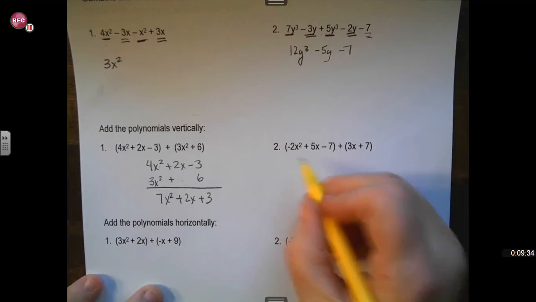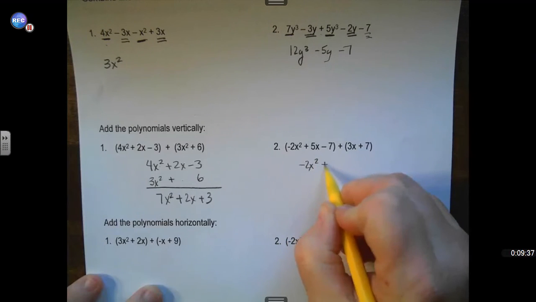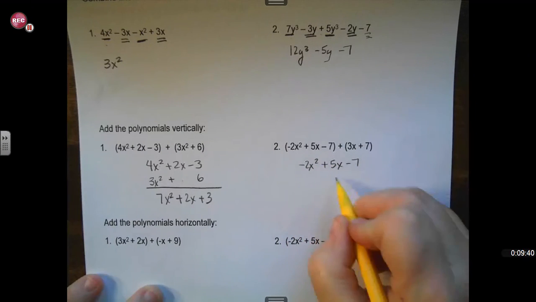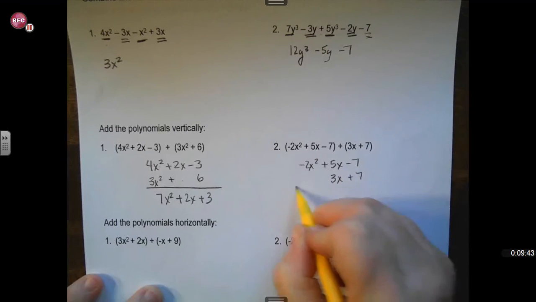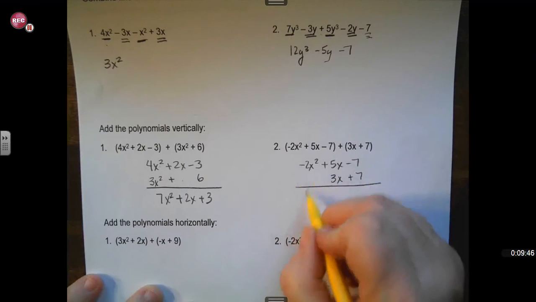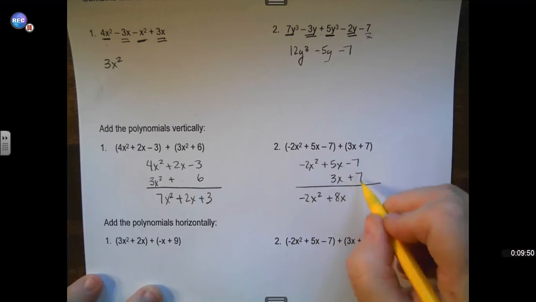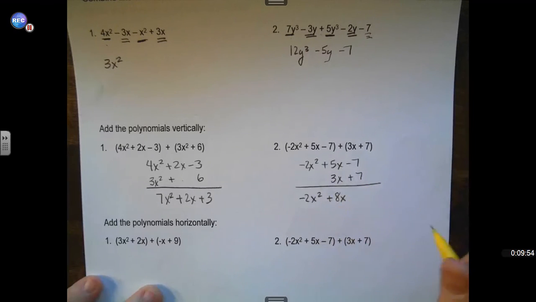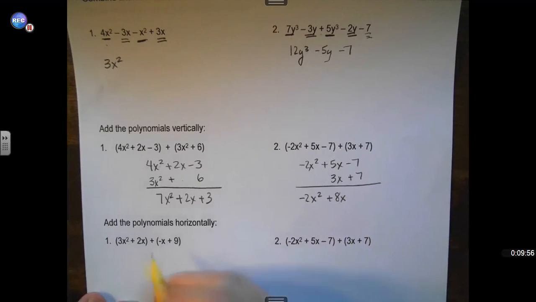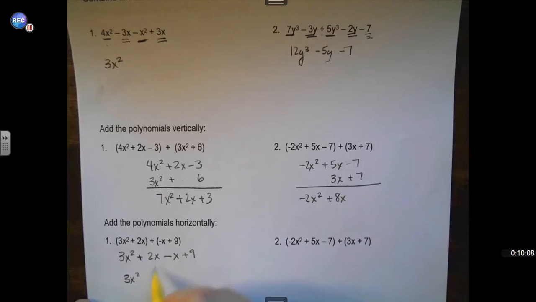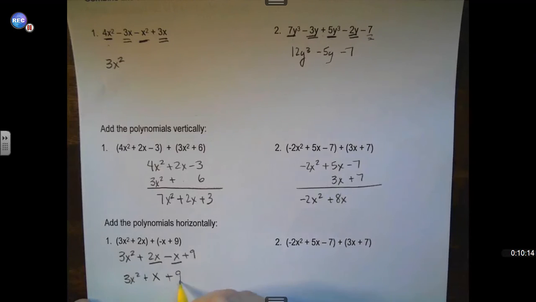So this next one, I would write negative 2x squared plus 5x minus 7, and then we have 3x plus 7. So nothing to add to the negative 2x squared. 5x plus 3x is 8x, and negative 7 plus 7 is 0. So there's my answer. I would prefer this not be written with the parentheses, and I can fix that. That's minus x plus 9. So nothing to go with 3x squared. 2x minus x is 1x, and then nothing to go with the 9.